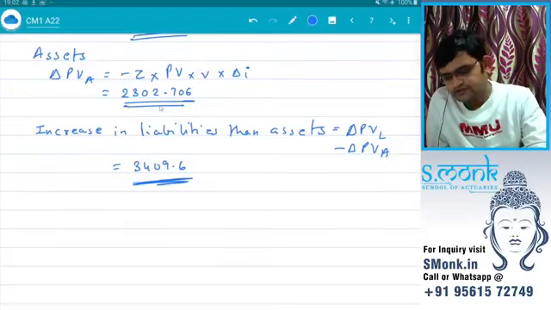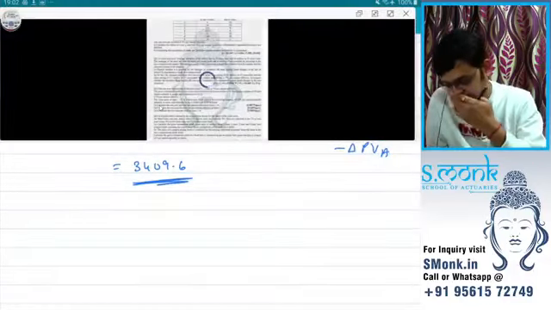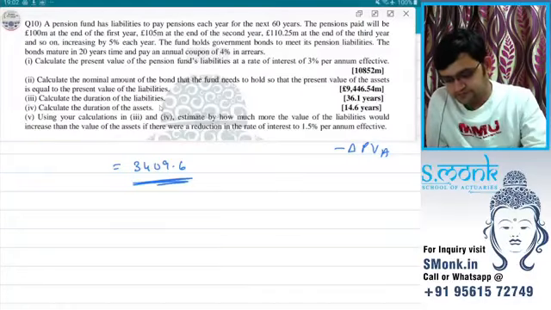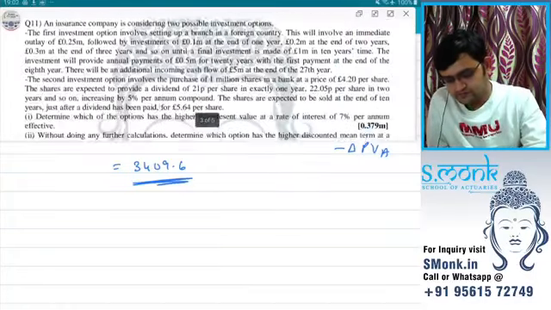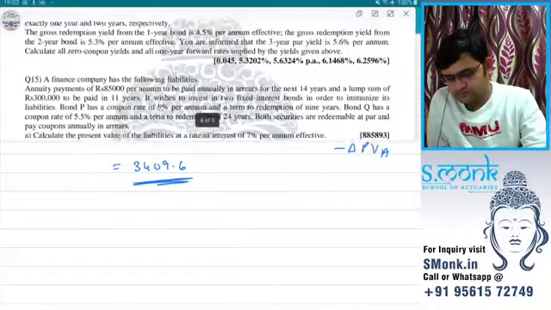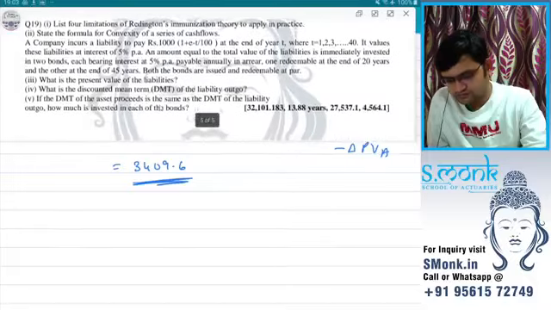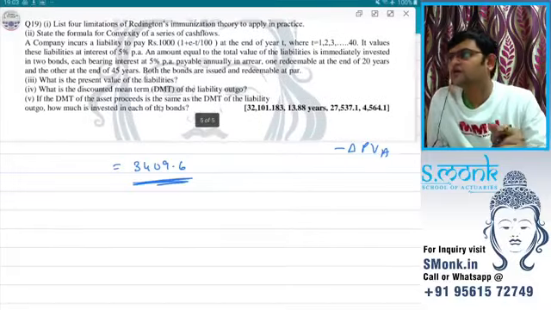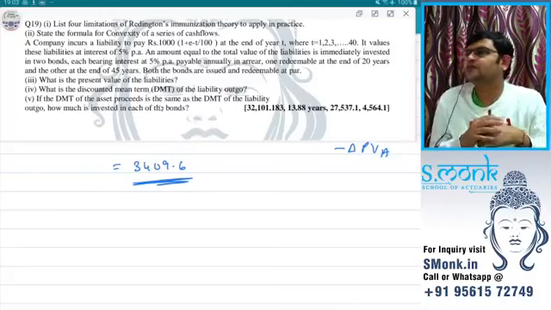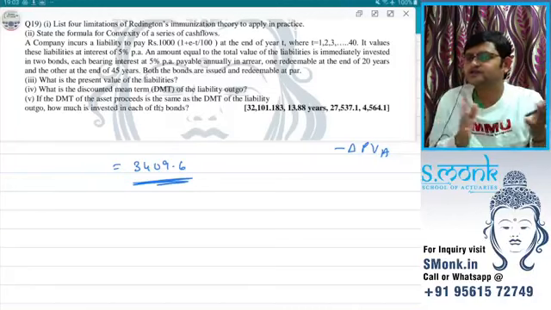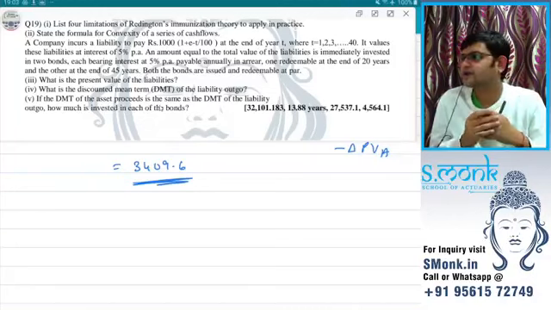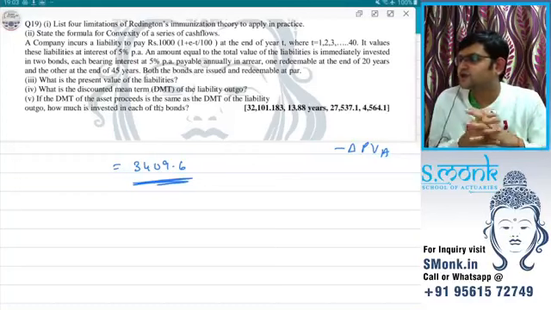Question number 19. List 4 limitations of Redington. So that is just theory. You can read that, right? State the formula for convexity of a series of cash flow. That is also something you can write from our sheet.